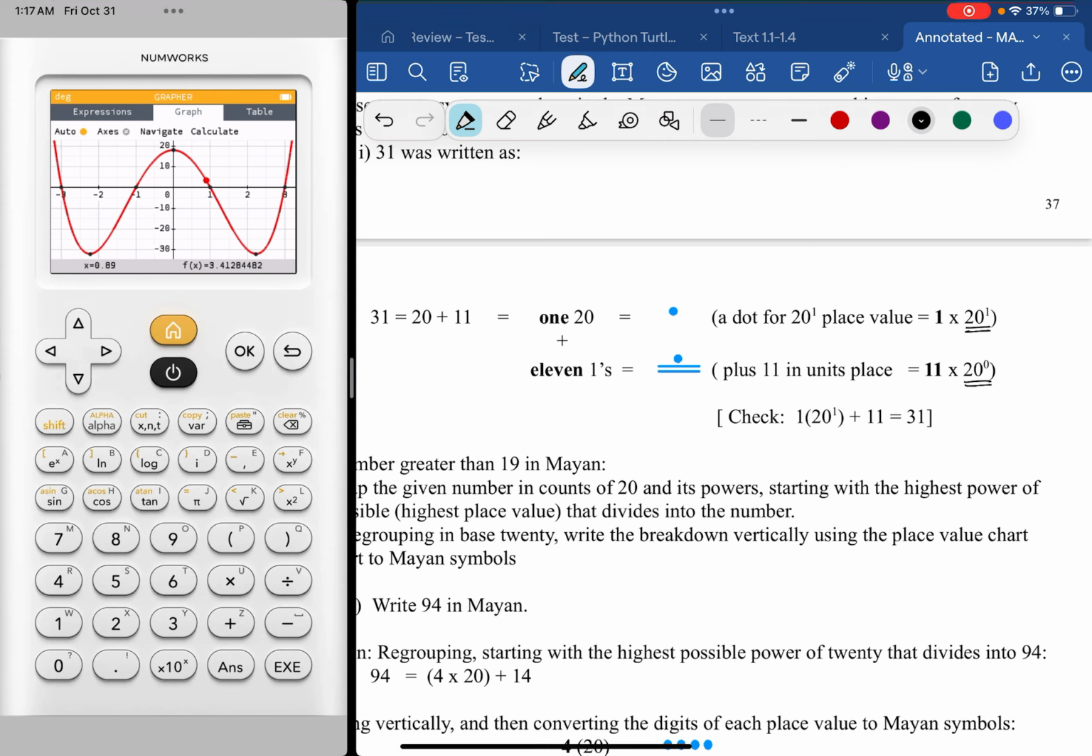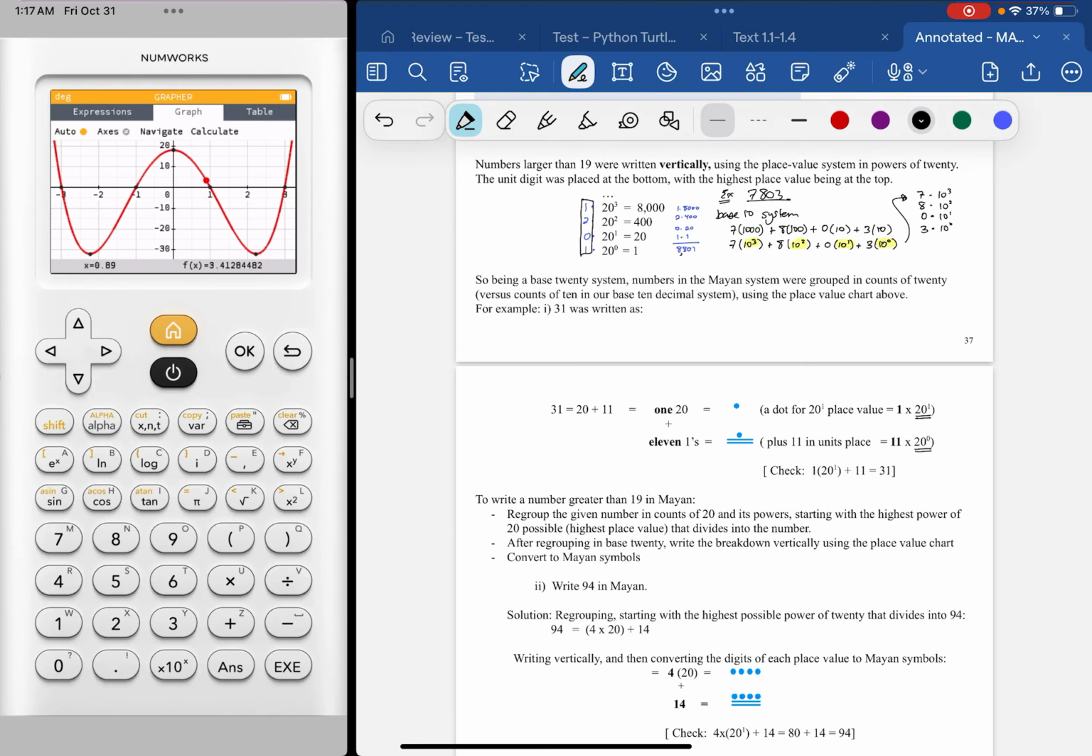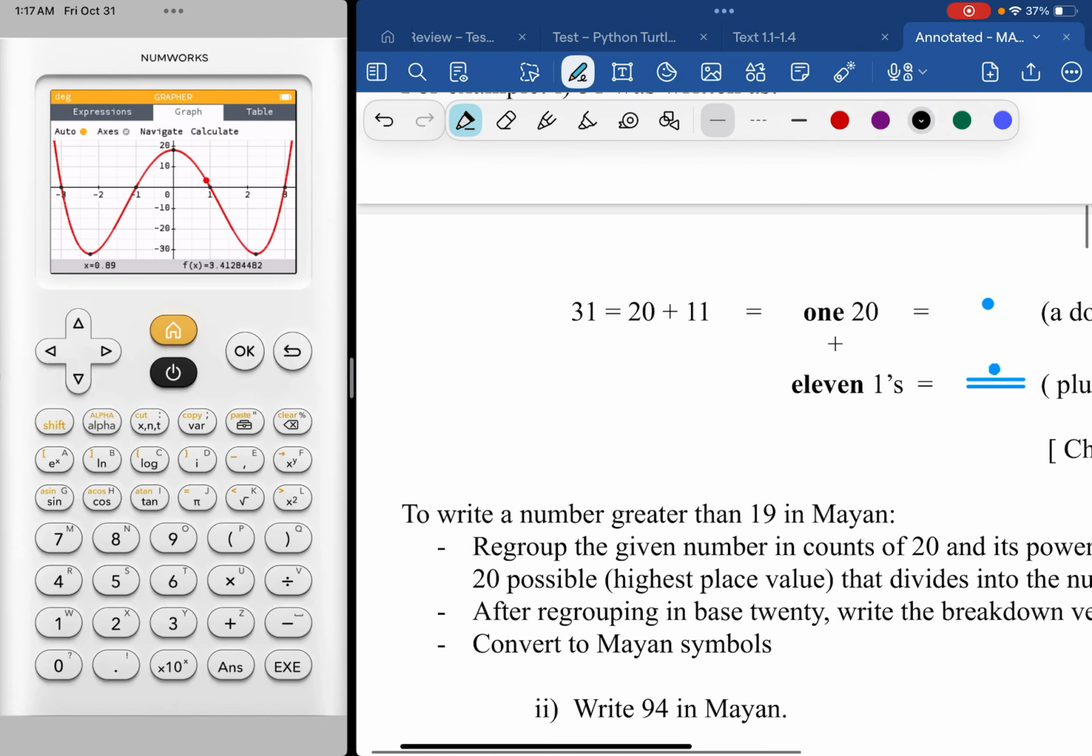So reading from bottom to top, power of 0, power of 1. The way it would be represented in the Mayan system would be a 1 dot over the symbol for 11, indicating that we have one of those 20 to the first powers and 11 of those 20 to the 0th powers, right? So I'll do a quick side example here. Let's say we have, I'll do 42, all right?